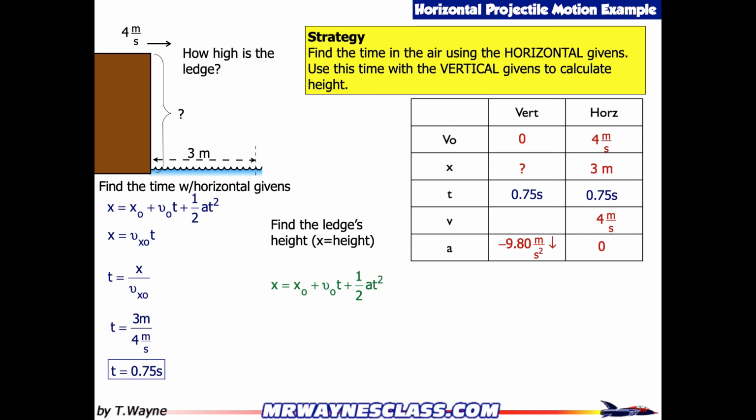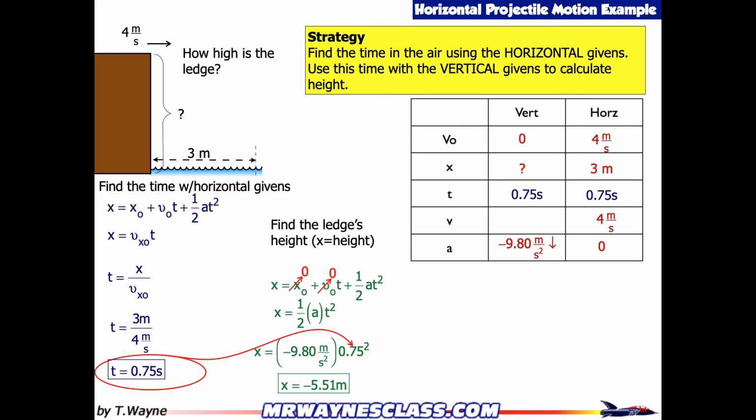So my equation is x equals x naught plus v naught t plus 1/2 a t squared. X naught is always going to be 0 for us. And v naught also starts off being 0 because it's not going up and it's not going down. Therefore, x is equal to 1/2 a t squared. Put in my numbers, including the time I just calculated: x equals 1/2 times negative 9.8 meters per second squared times 0.75 seconds squared. Solving for x, I get negative 5.51 meters. In other words, it went downwards 5.51 meters, which is true. So that's the height of the cliff. It's 5.51 meters down to the water.